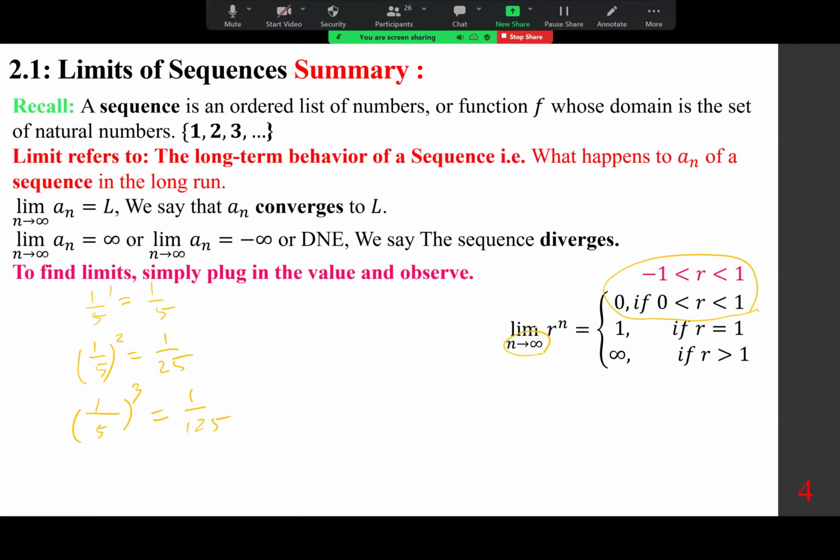As it approaches infinity. On the other hand, 5 to the power of 1 is 5. 5 squared is larger, 25. 5 cubed is even larger, 125. And this indicates that when n gets larger and larger, if r is larger than 1, it tends to infinity. So that's one of the theorems that has a lot of usage.